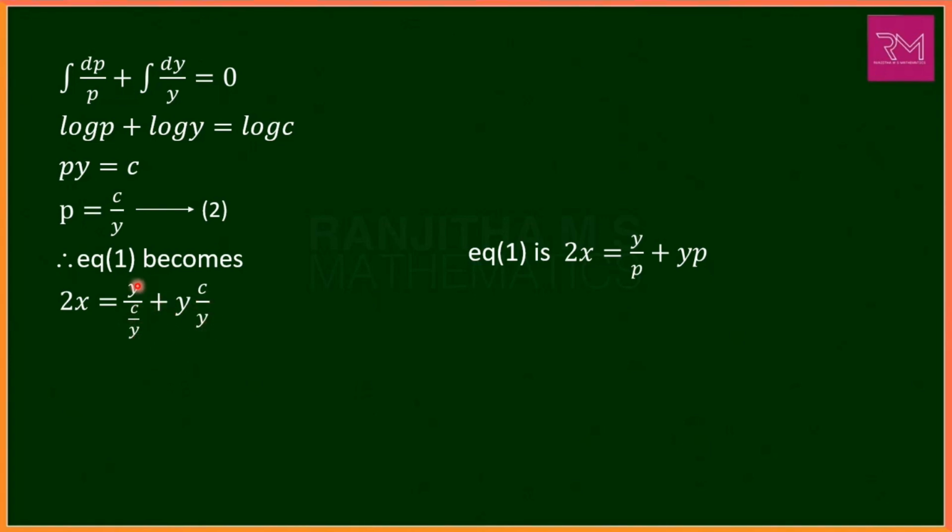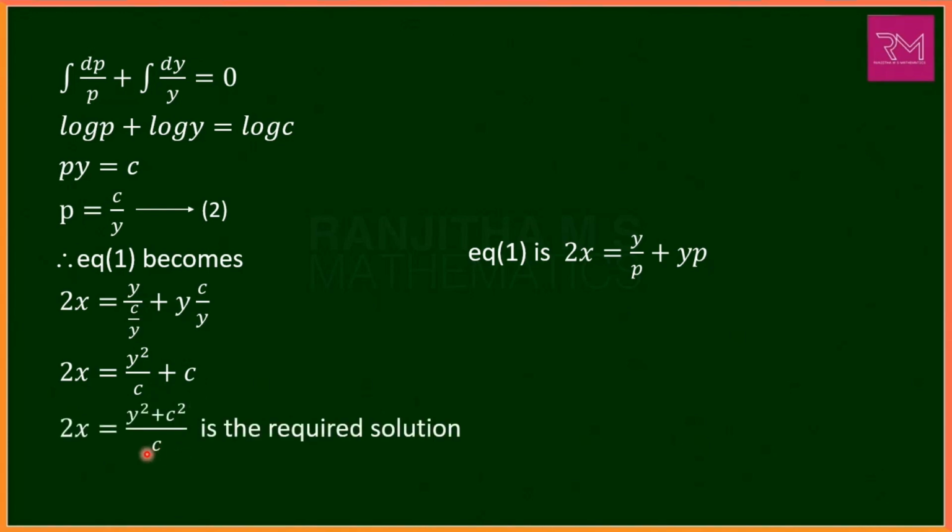If you take this y to the numerator, and here y gets cancelled, the final equation is 2x equal to y square by c plus c. This is a general solution for the given differential equation. This completes the problem. The final aim is to find an equation which does not contain p. This is a general solution for the given non-linear differential equation. Let's solve some more problems so that you can understand in a better way.